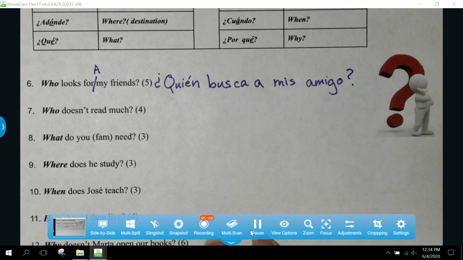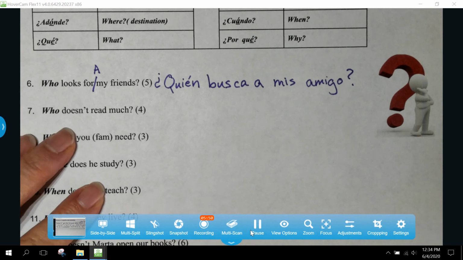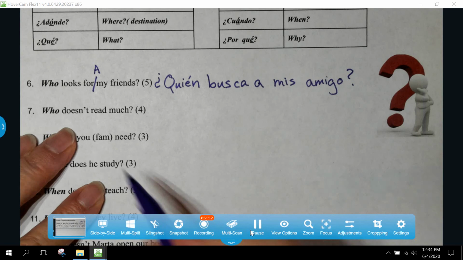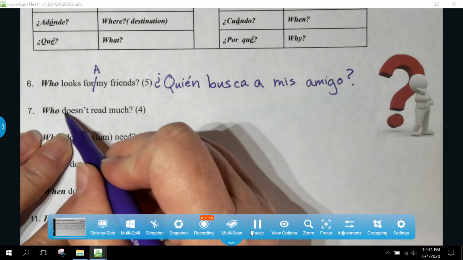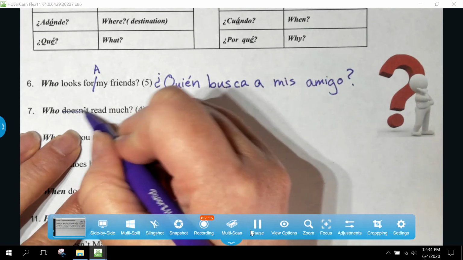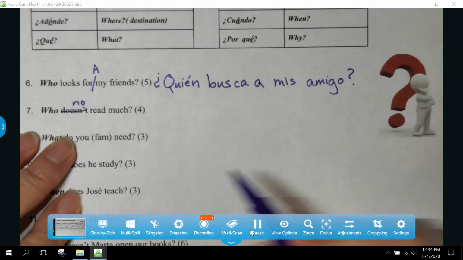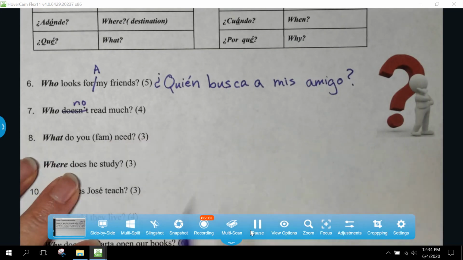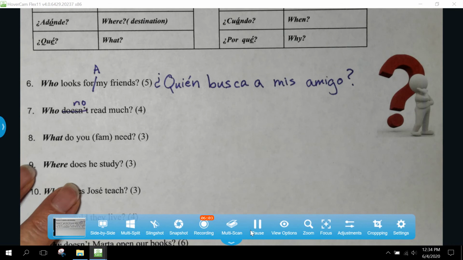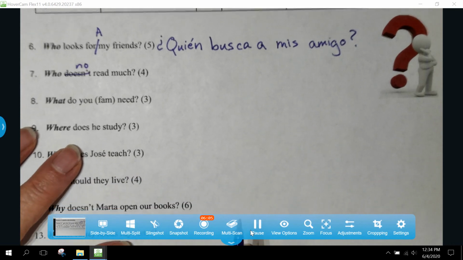Okay, most of these are not going to need any word order change. When you get to this one and you have doesn't, you're just going to change that doesn't to a no. No word order change. But look at the next one, number 8.